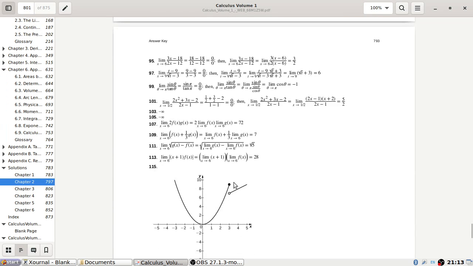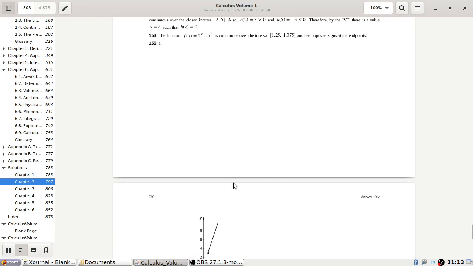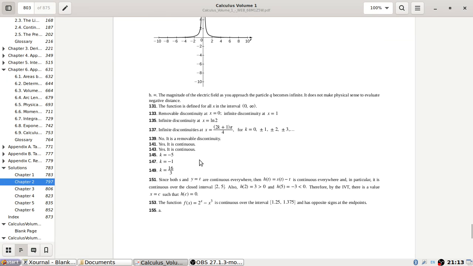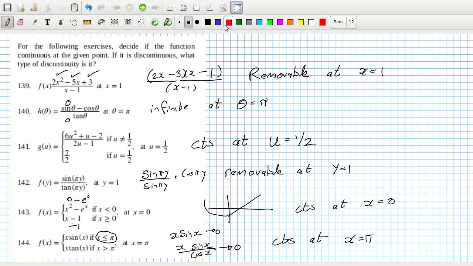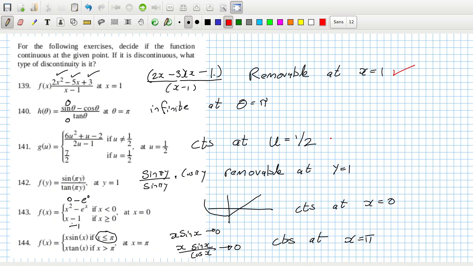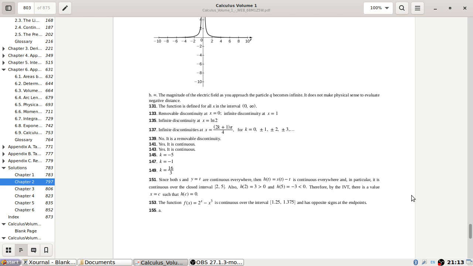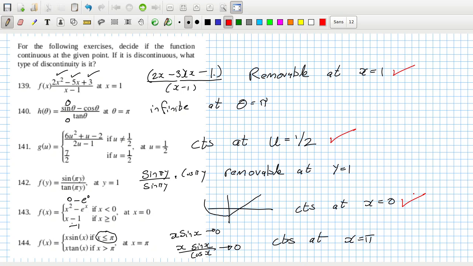What numbers are 139? No, it's a removable discontinuity. Removable at 1. Okay. 141. Yes, it's continuous. Yes, okay. 143. Yes, it's continuous. Real pity I don't have the answer for 144. Might make a graph of it before finishing for today.